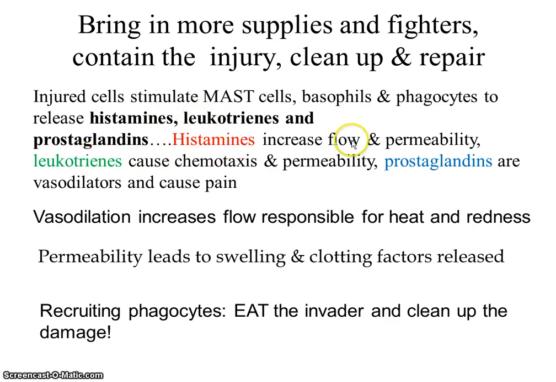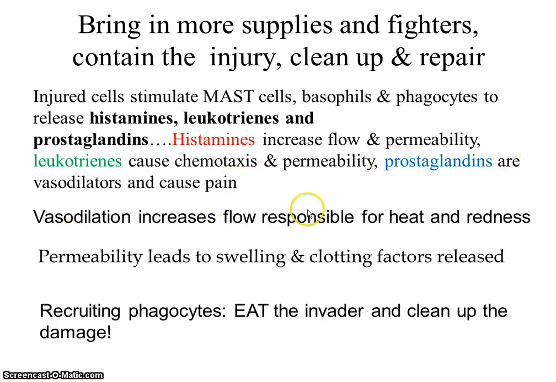And so histamines increase flow and permeability, right? So we're thinking why the redness, heat, swelling, right? And pain. Leukotrienes cause chemotaxis, so they call other cells in. They increase the leakiness of blood vessels so that cells can leave it. Prostaglandins are increasing flow, and they will result in the pain, which is why, again, we take anti-inflammatories. We're usually targeting the prostaglandins.